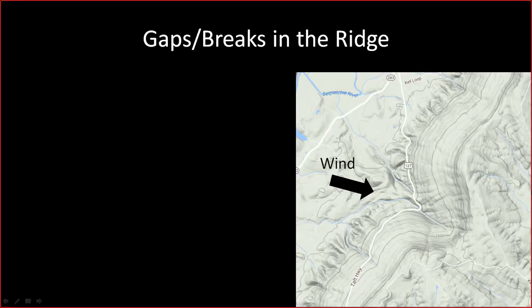Let's talk a little about some imperfections in ridges. This is part of the topography of the Sequatchie Valley. And what you see here, there's valley on the left and plateau in the lower right corner. And here's a big gap or break in the ridge. It's probably a mile across, half a mile to a mile across.